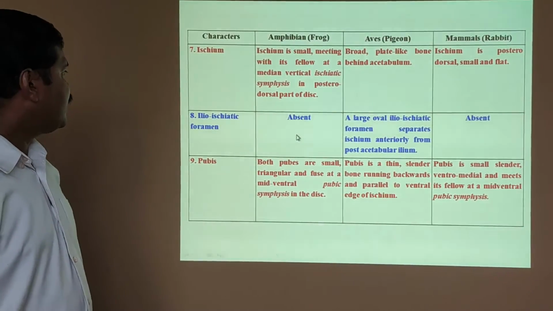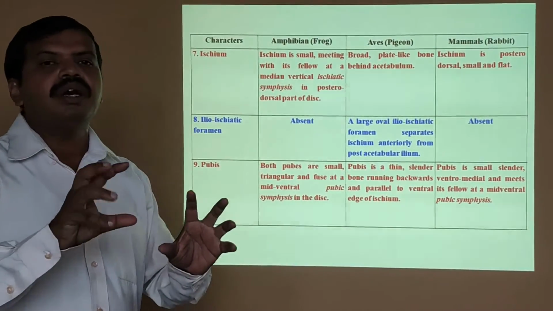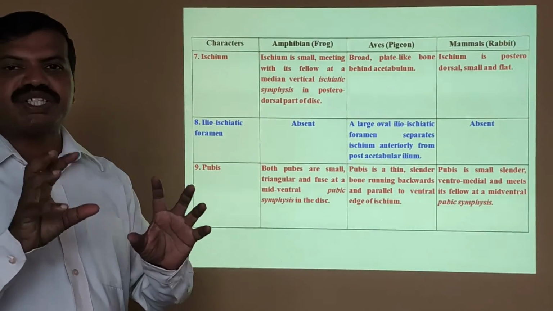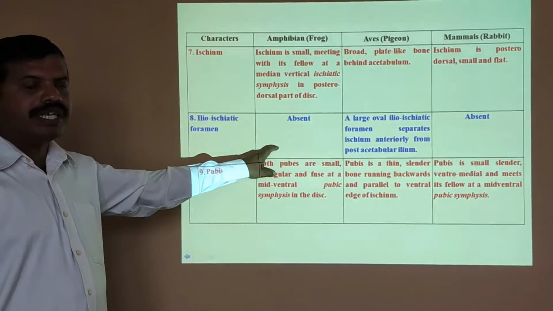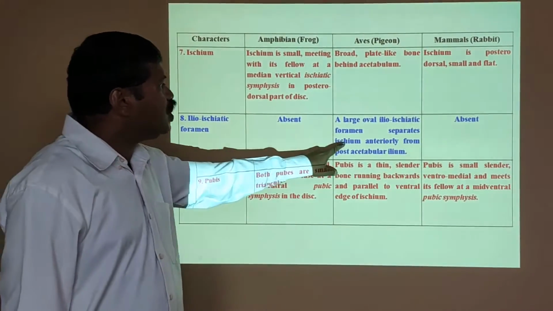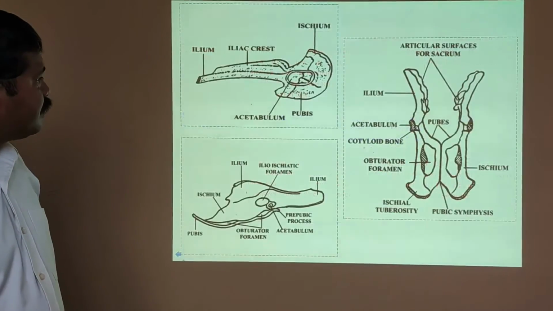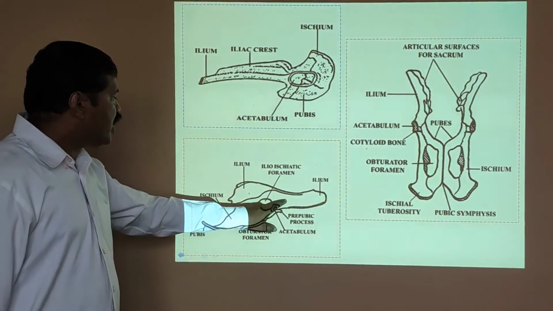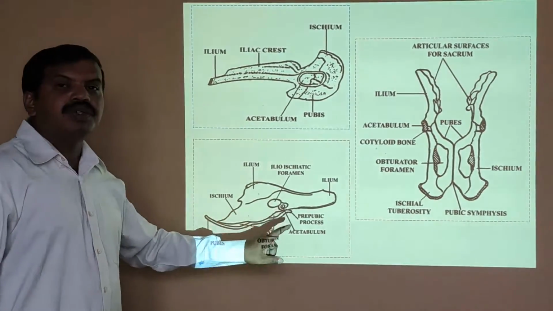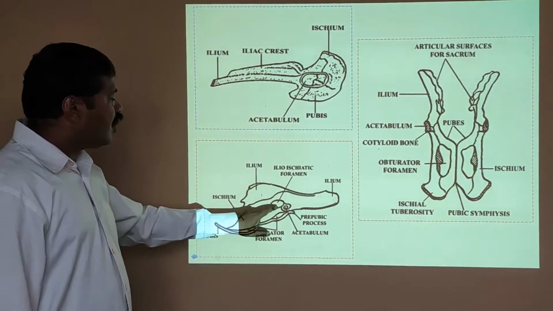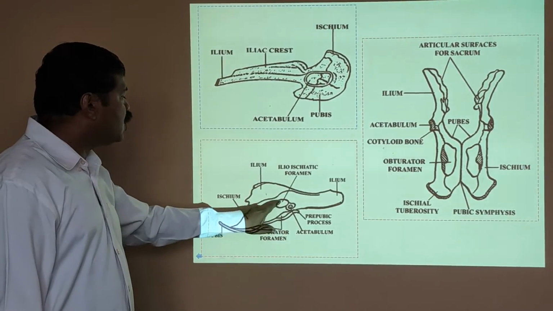Right. Next is the ilioischiatic foramen. Ilioischiatic foramina are nothing but small openings present in the pelvis. Okay. So the ilioischiatic foramen is absent in case of frog, and it is present in case of pigeon. So the ilioischiatic foramen can be seen here. This ilioischiatic foramen clearly separates the bones.